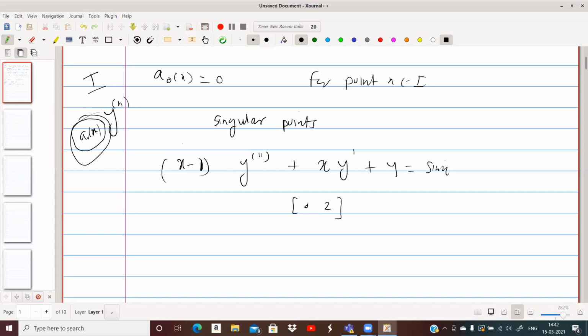Now this function is x minus 1. It becomes 0 at x equal to 1. So at x equal to 1, this becomes 0, and 1 is a point of this interval. So this 1 is called a singular point of this differential equation. Such points are called singular points.